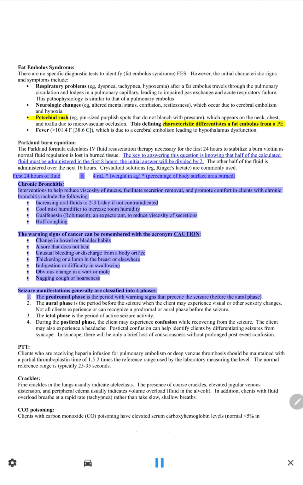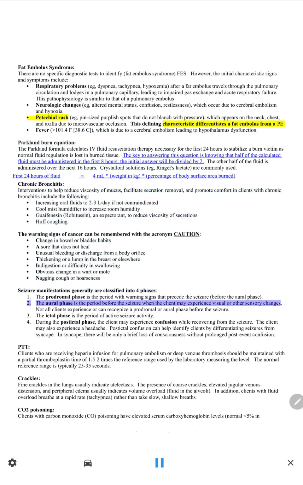Seizure manifestations generally are classified into 4 phases. 1. The prodromal phase is the period with warning signs that precede the seizure, before the aural phase. 2. The aural phase is the period before the seizure when the client may experience visual or other sensory changes. Not all clients experience or can recognize a prodromal or aural phase before the seizure.